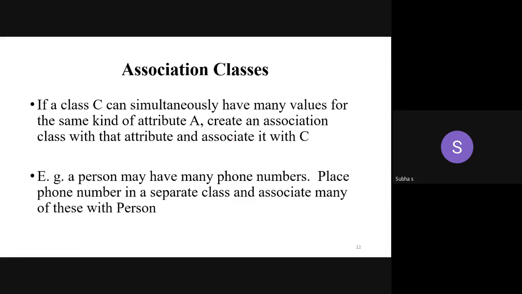A student cannot have more than one roll number. It is not at all possible. A student can't have more than one register number. A single student can't have more than one name. He can't have more than one date of birth, but he may have many phone numbers.